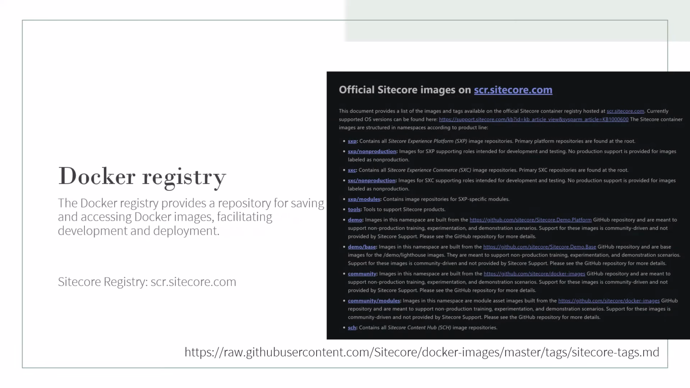A Docker registry is where images are saved. It can be yours or shared, like Docker Hub for teamwork. Sitecore registry is at scr.sitecore.com. It's a handy place for storing and accessing Sitecore-related Docker images, making development and deployment easier for Sitecore users.